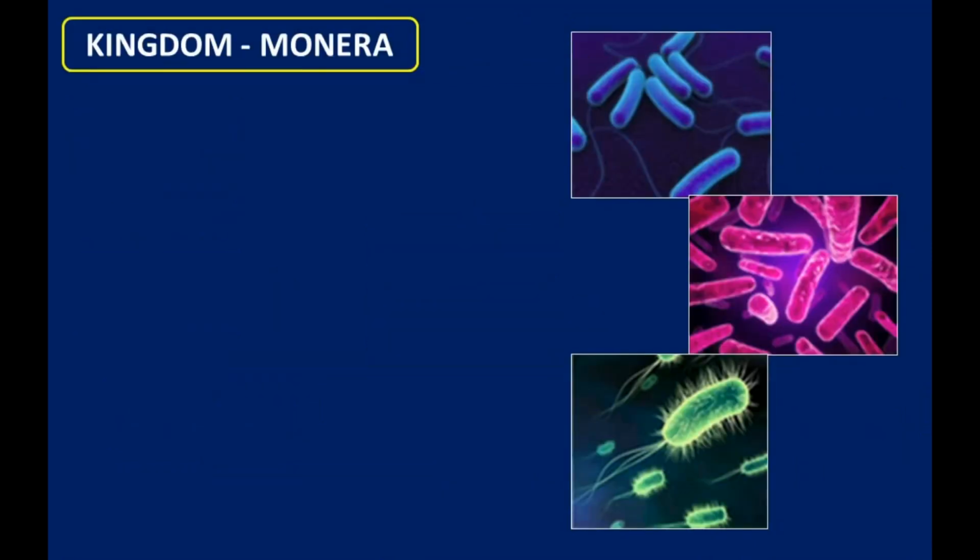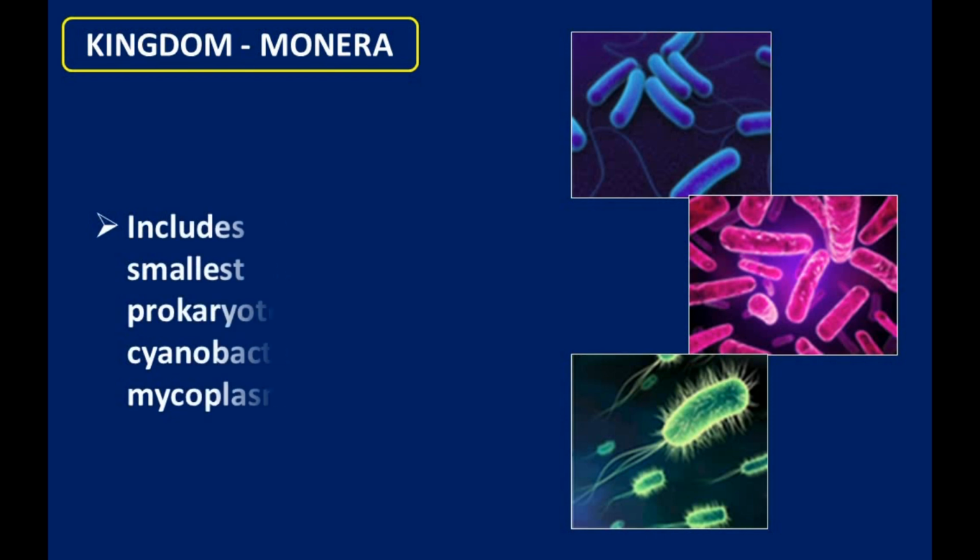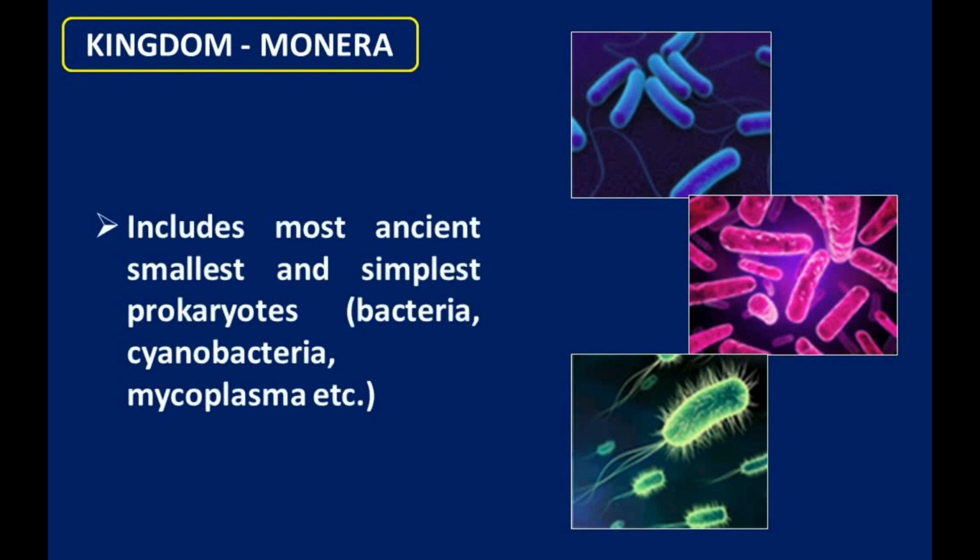Now, Kingdom Monera. What kind of organisms come in this? The organisms are very simple prokaryotic cells. Examples are bacteria, cyanobacteria, mycoplasma. These are examples of kingdom Monera. Kingdom Monera includes the most ancient, smallest and simple prokaryotic organisms. These are bacteria, cyanobacteria, mycoplasma, etc.